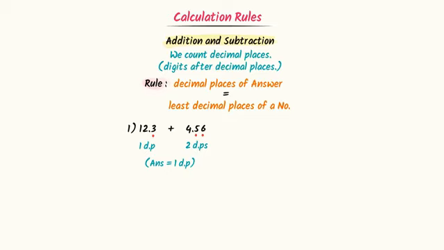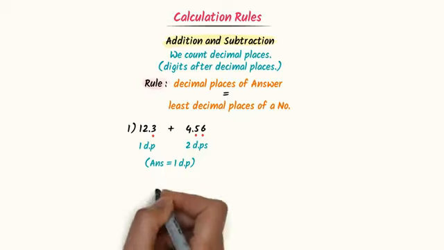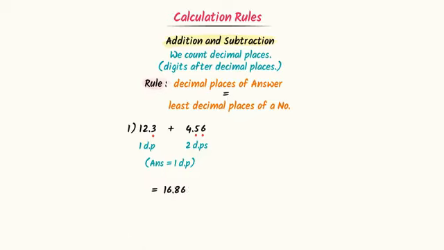We calculate 12.3 plus 4.56, which gives us 16.86. But we need only one decimal place. I mean, we need only one digit after the decimal point. So we look at the second decimal digit, which is 6. Since 6 is greater than 5, we round up. So the final answer is 16.9. Now let's try one with subtraction.